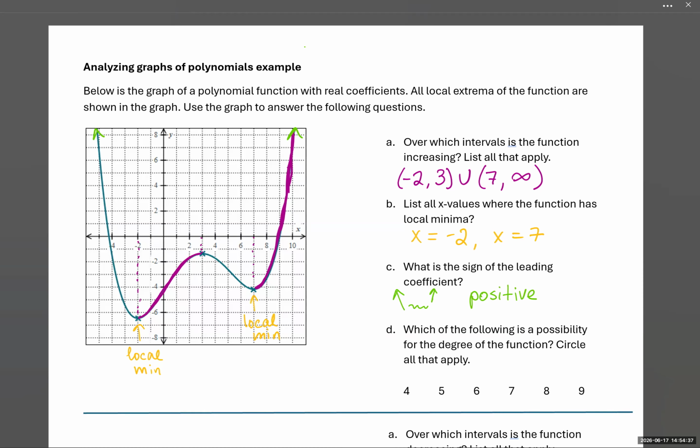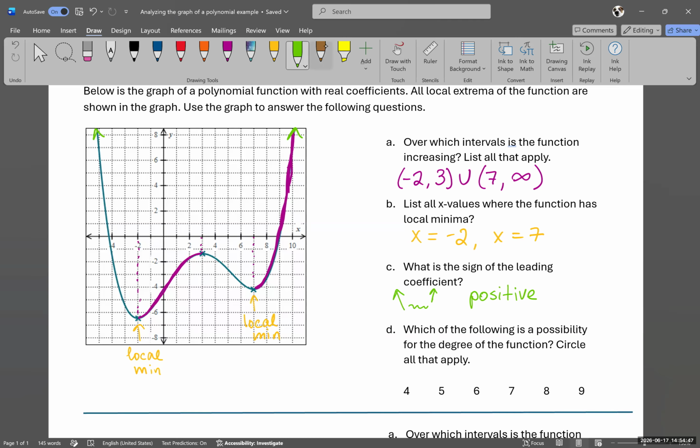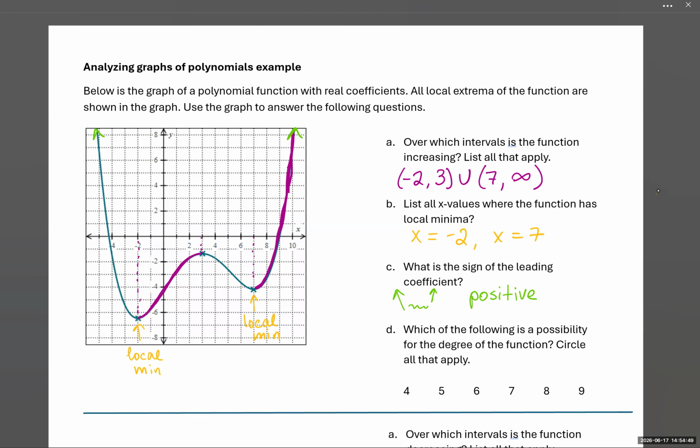Now part D, which of the following is a possibility for the degree of the function? And we need to circle everything that applies here. Now the smallest degree, the least degree, is determined by the number of turning points that we have. So let's count the turning points. 1, 2, 3. It's where the function switches direction. That's the turning points. So the least degree is the number of turning points plus 1. So for us, the smallest degree would be 4.